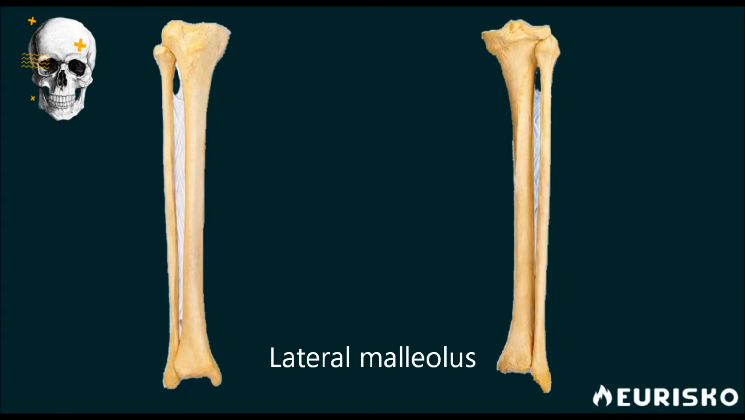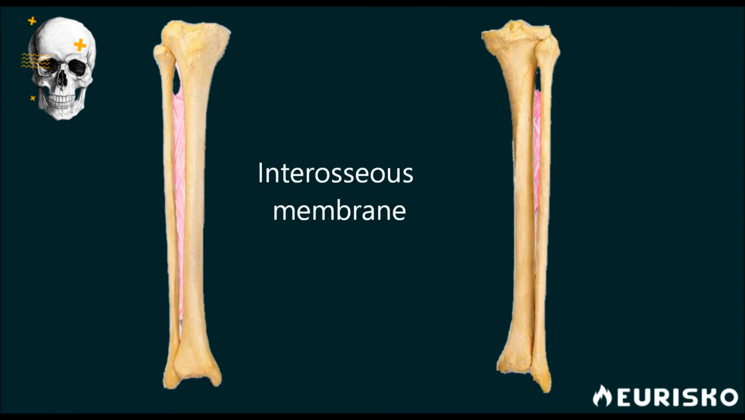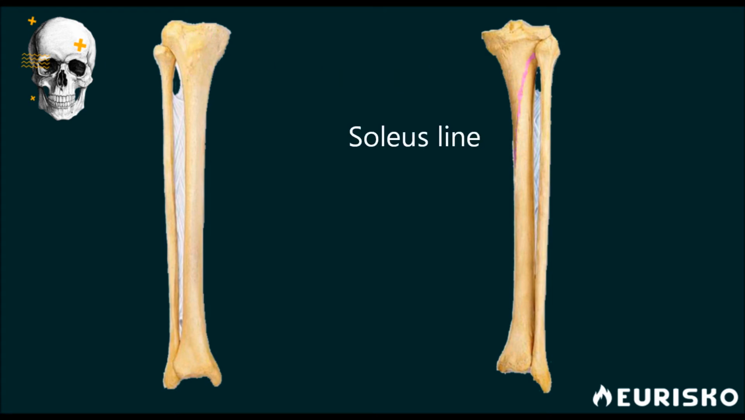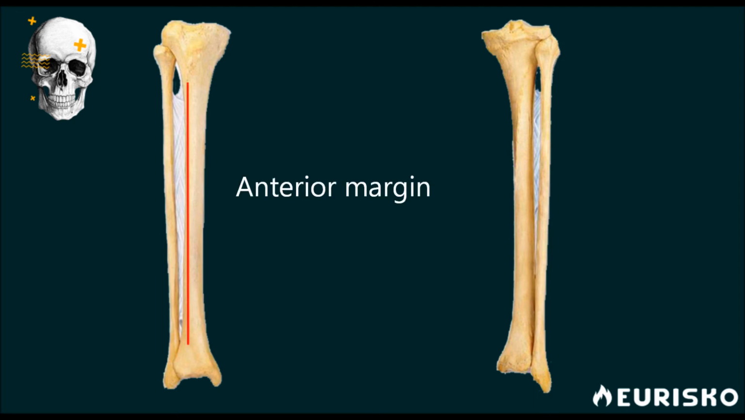Two bones are connected by the interosseous membrane. It attaches to both interosseous margins of tibia and fibula. Some important landmarks on the tibia before we speak about the knee. Tibial tuberosity on the anterior aspect, soleus line on the posterior. Anterior margin of tibia is sharp and located just under the skin with subcutaneous fat, and medial margin. Interosseous margin of tibia is covered by the interosseous membrane as well as in fibula.